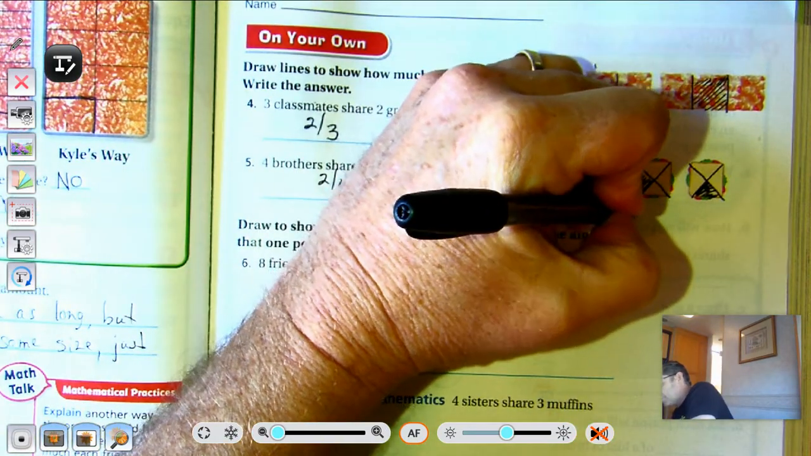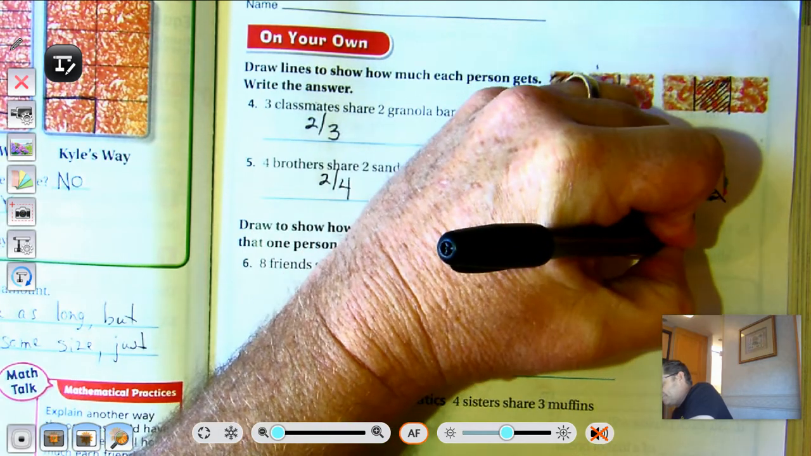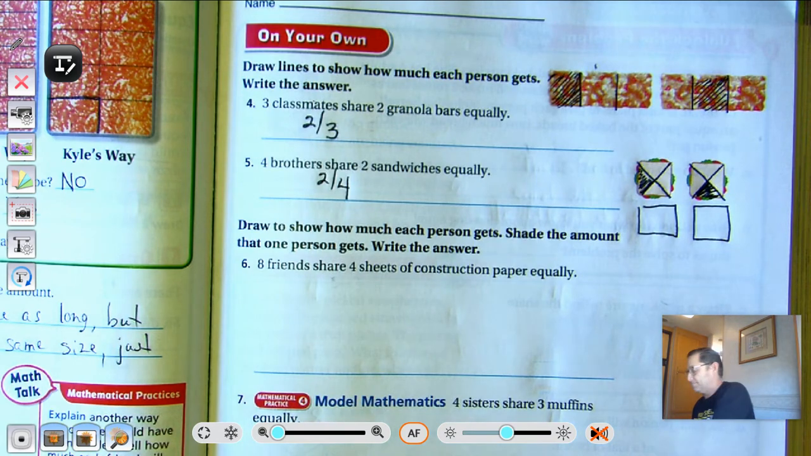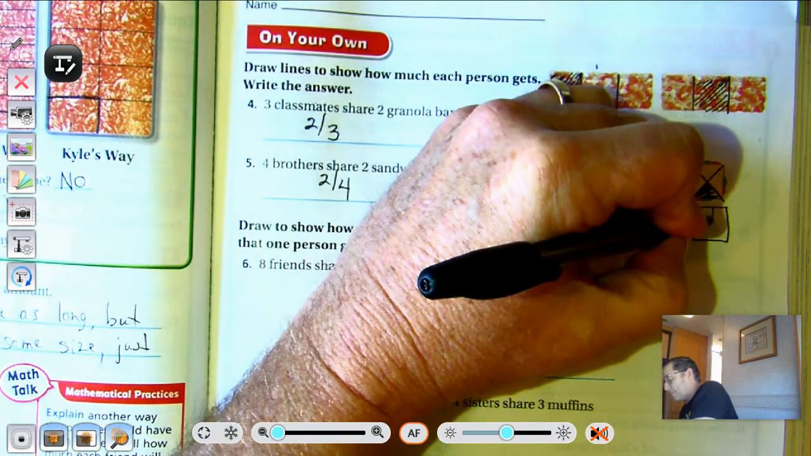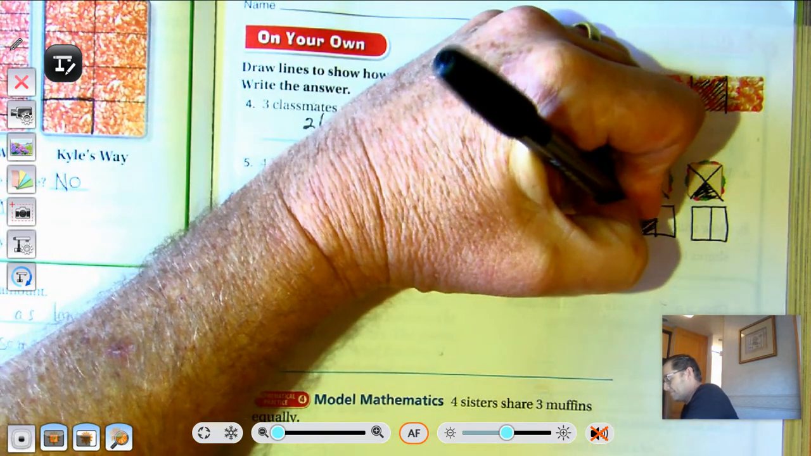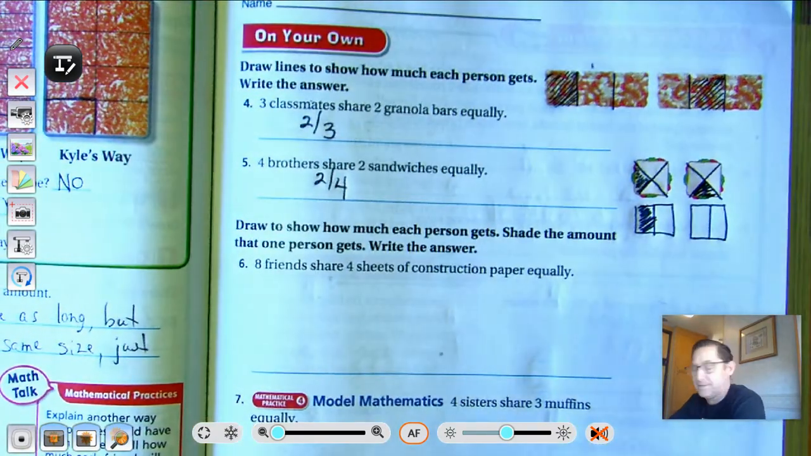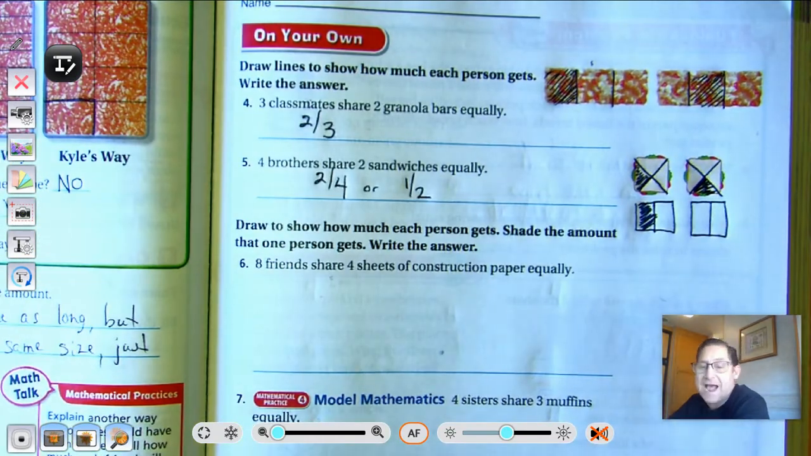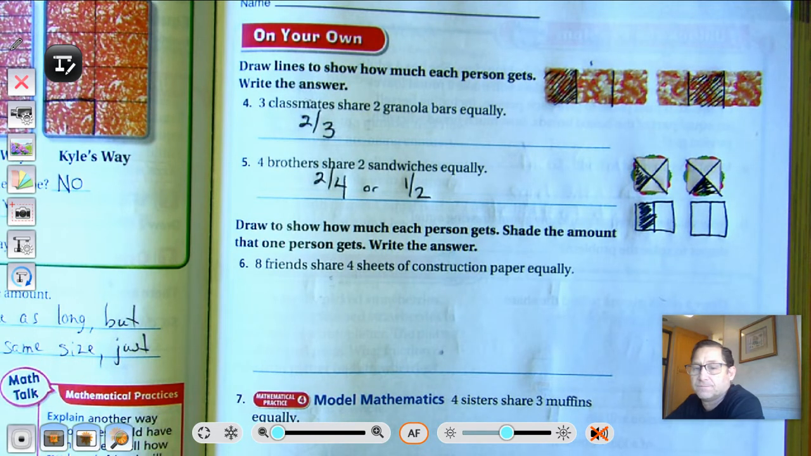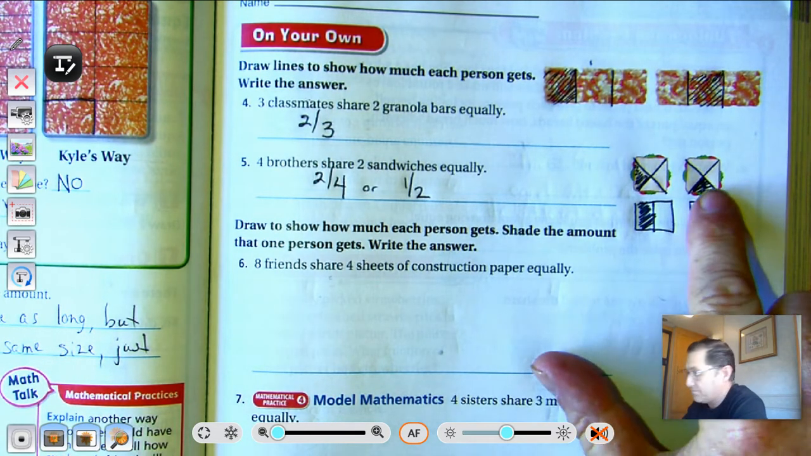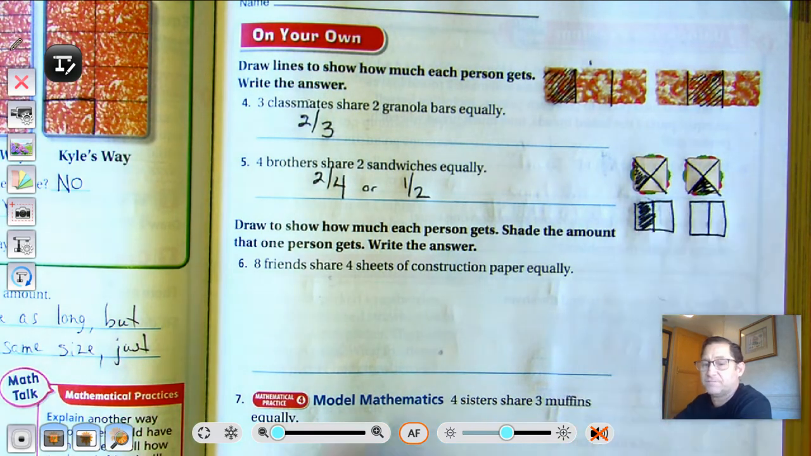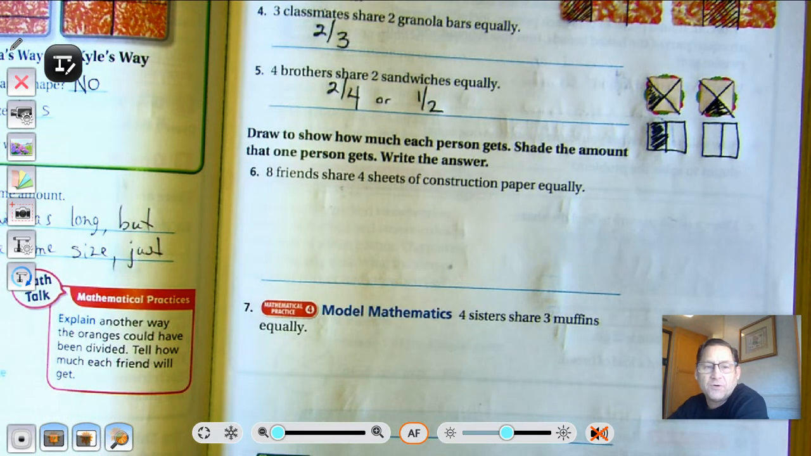Or let's go back to these again. And what if we just made 4 total cuts? Well, in that case, we could say each brother would get half of a sandwich. And then again, we see that if we take this 1/4 and put it with this 1/4, it's half of the sandwich.